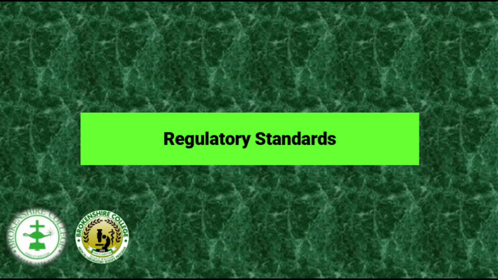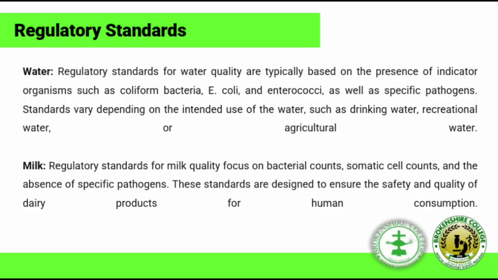Regulatory standards for water quality are typically based on the presence of indicator organisms such as coliform bacteria, E. coli, and the enterococci, as well as specific pathogens. Standards vary depending on the intended use of the water, such as drinking water, recreational water, or agricultural water. For milk, regulatory standards focus on bacterial counts, somatic cell counts, and the absence of specific pathogens. These standards are designed to ensure the safety and quality of dairy products for human consumption.